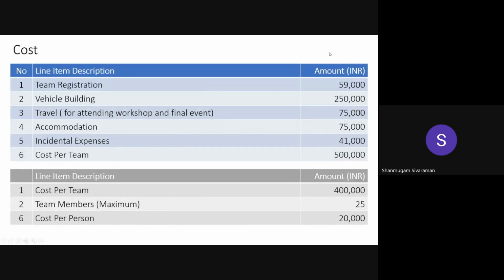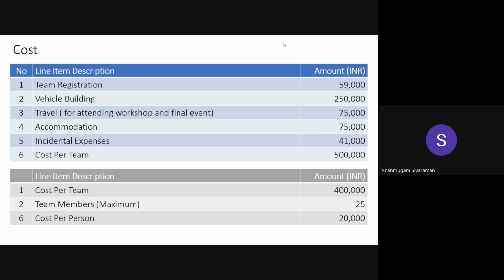So let us look at the cost-benefit of participating in this electric four-wheeler design challenge. First, let us look at the cost. They have already shared the brochure in our WhatsApp group. Maybe once the session is over, I'll ask them to post the flyer again. As per the flyer, the team registration fee is rupees 59,000. That includes GST also.